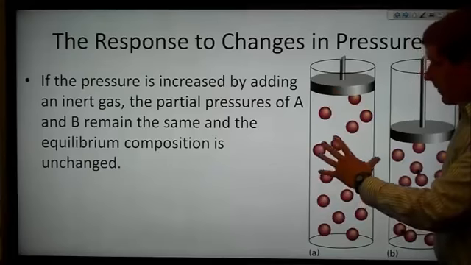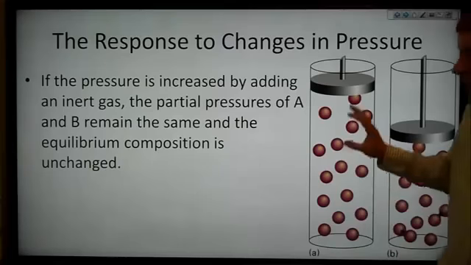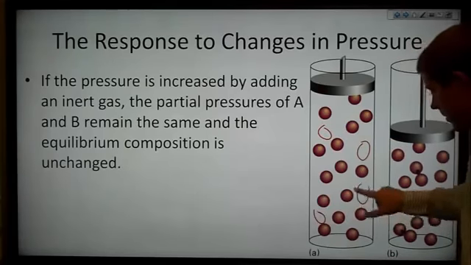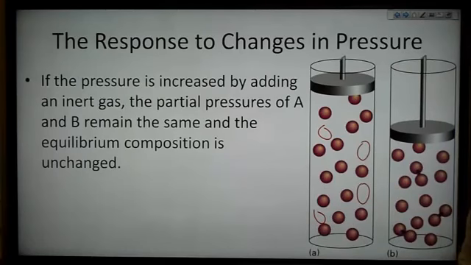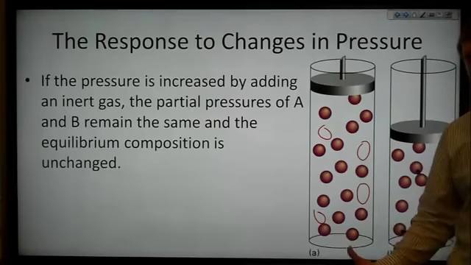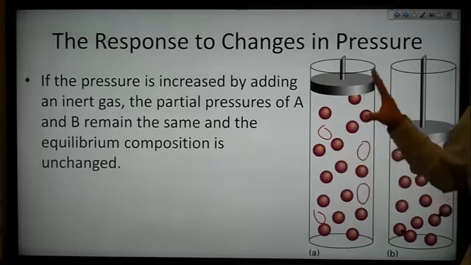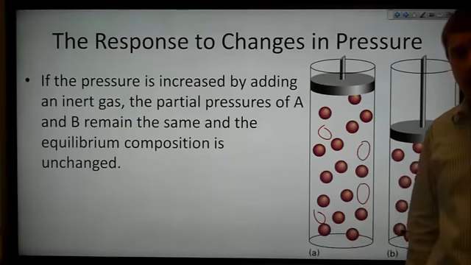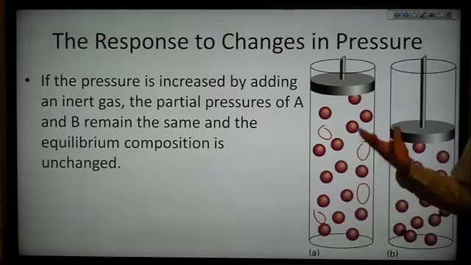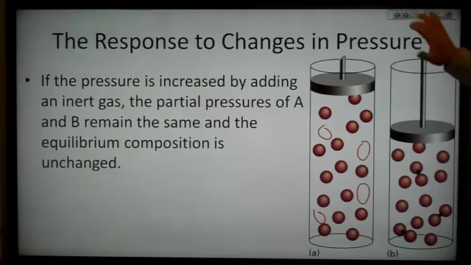So over here, if we have our reactants in there, and some reactants and some products, and then we put in some other inert gas, some species that won't react, the partial pressure of A and partial pressure of B remain the same. And that means that the equilibrium composition doesn't change. Our partial pressures aren't changing if we put in an inert gas. We're changing the overall pressure, but we're not changing the partial pressures of A and B. So we're not going to change our equilibrium composition.